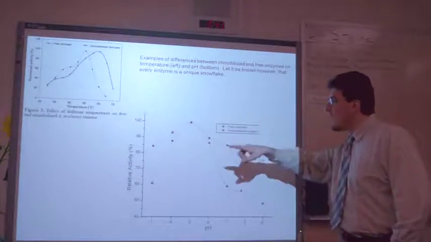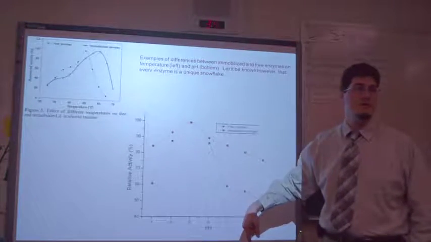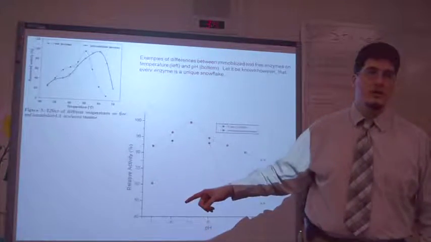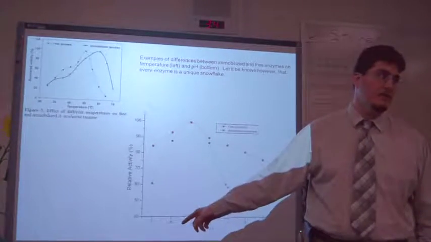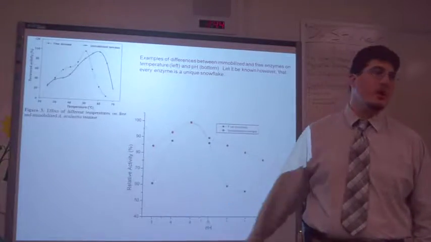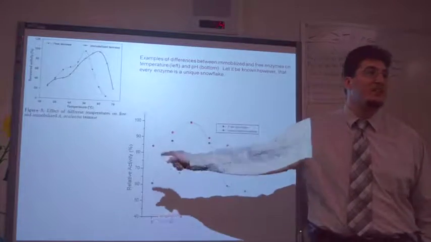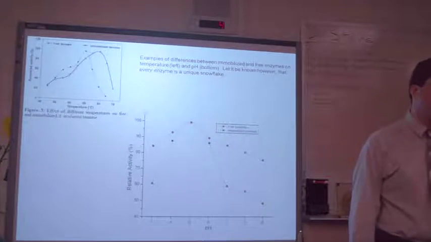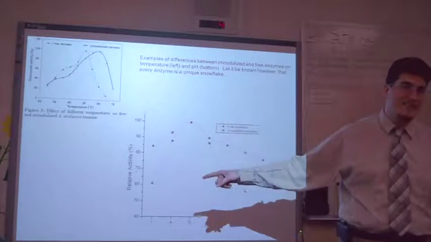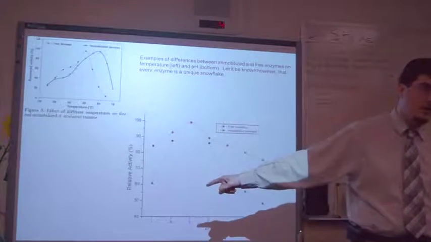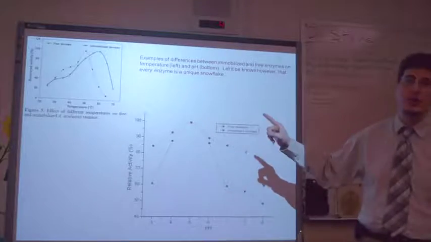The same idea as pH here. It all has to do with the active site, enzyme affinity, and the three-dimensional conformation of the protein. That is the explanation for why it looks like this. Immobilizing it protects it from changing shape, making it more stable over a wider range.